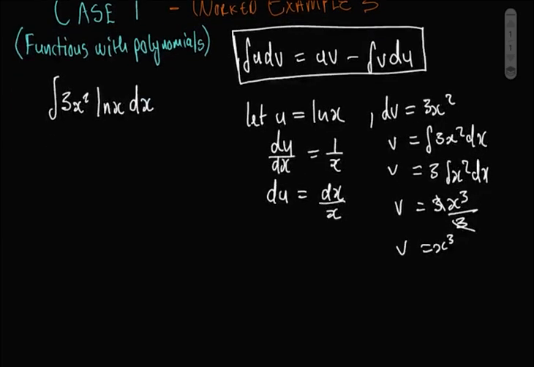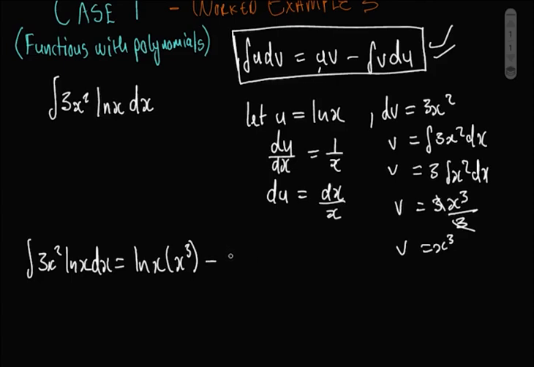So that means the integral of 3x squared ln x with respect to x will be uv. What is my u? It's ln x. Never forget to write this formula, okay? It will help you. ln x times v, v is x cubed, minus the integral of v, which is x cubed, and then du is dx over x.